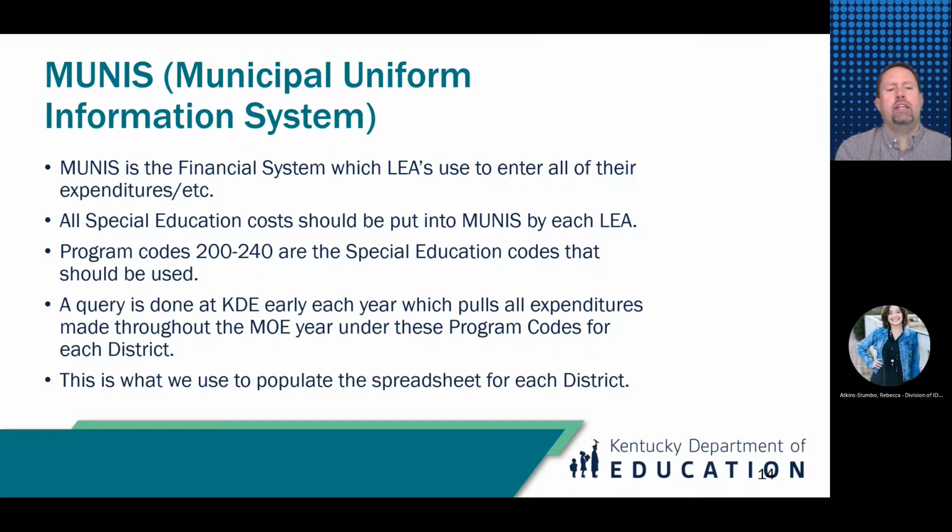A query is done at KDE early each year, and they pull all expenditures made throughout your MOE year. So this upcoming one, they're going to look at your 21-22 year. So probably January-ish of this upcoming 2023 year, they're going to do this query and pull all expenditures made throughout that 21-22 MOE year, and then they'll give us all of these numbers. And we typically receive that in January or February, and that's what we use to populate your spreadsheets for each district. And we individually populate spreadsheets for every district.